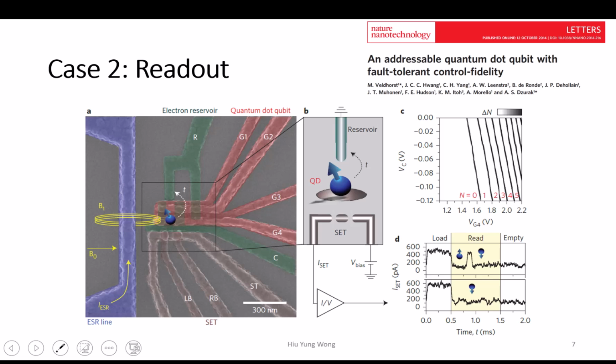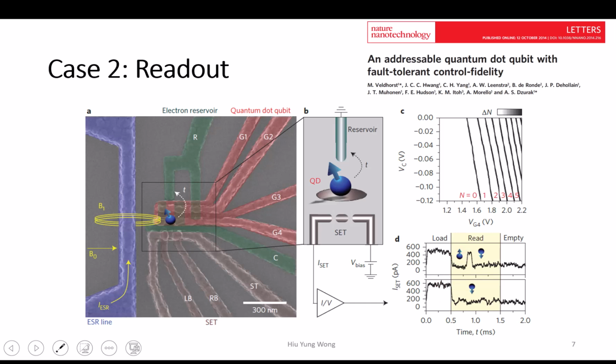You put something here and then you have this rotation due to the energy, due to the magnetic field. And then you use an IV converter to sense the current in the SET, which is very small, like what we did earlier. If it is spin down, you see you have a bump, right? And then spin up or spin down? Spin up, sorry.